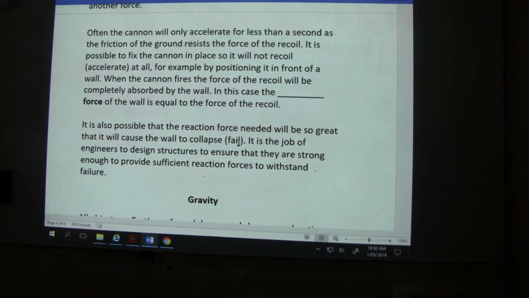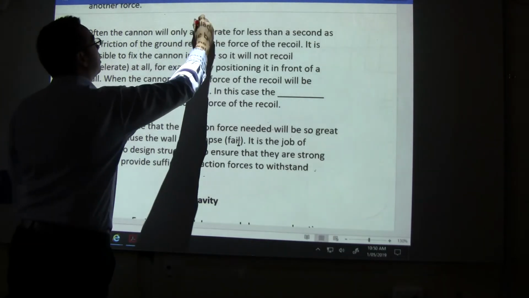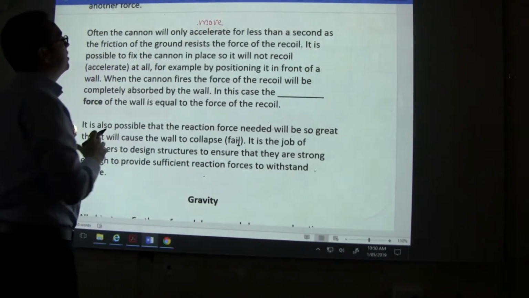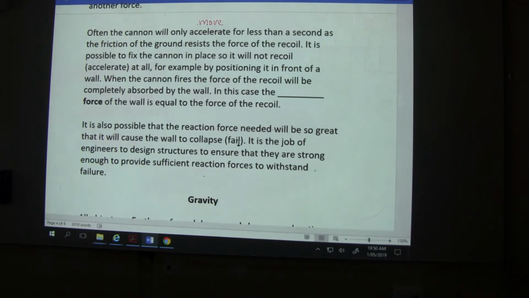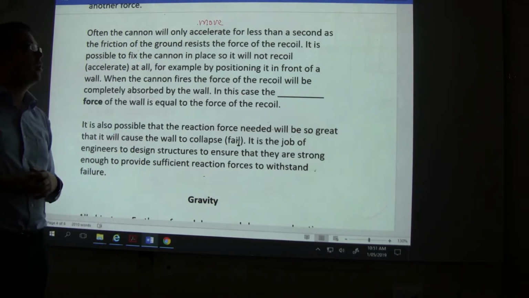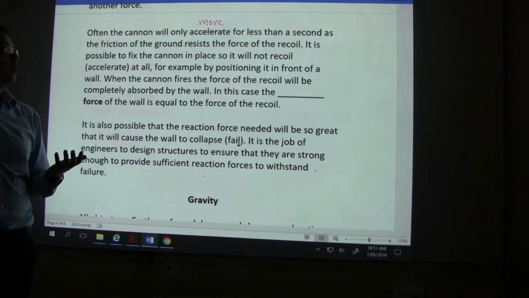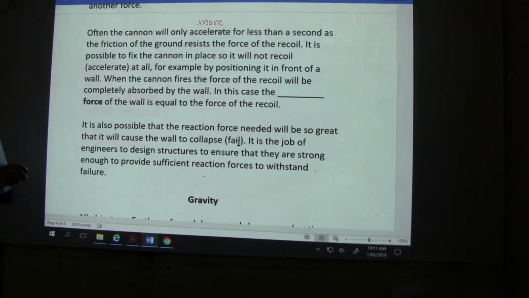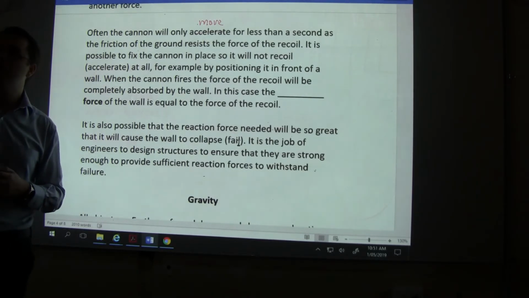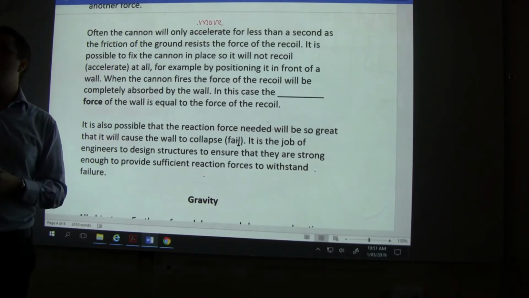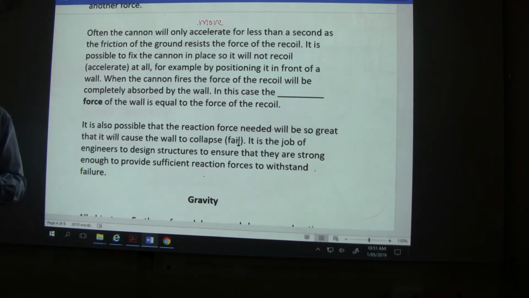Often, the cannon will only continue to move for less than a second as the friction of the ground resists the force of the recoil. It is possible to fix a cannon so it will not recoil or accelerate at all, by positioning it in front of a wall. What would be the worst thing that could happen if you put a cannon in front of a wall? The wall would blow up. Yeah, it might break the wall, right?